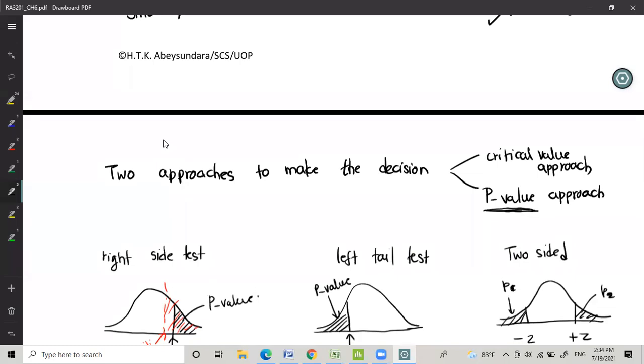Some even go for 35, right? So I cannot say this is the exact value. In this course, we'll stick with 30 as the cutoff, okay? So if you see your sample size is less than 30, consider it as a small sample, okay?